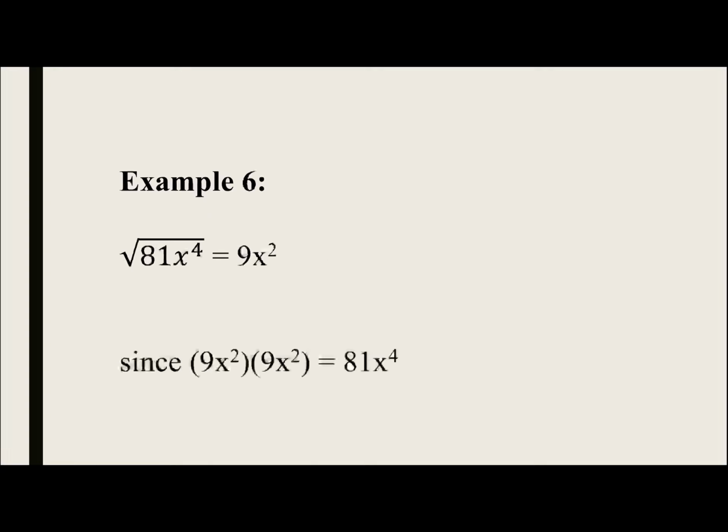Example 6. What if we have letters? Okay, do each part. The square root of 81 is 9, because 9 times 9. The square root of x to the 4th is x squared, because x squared times x squared, you would add those powers. So 2 plus 2 would be x to the 4th. 9x squared times 9x squared equals 81x to the 4th.